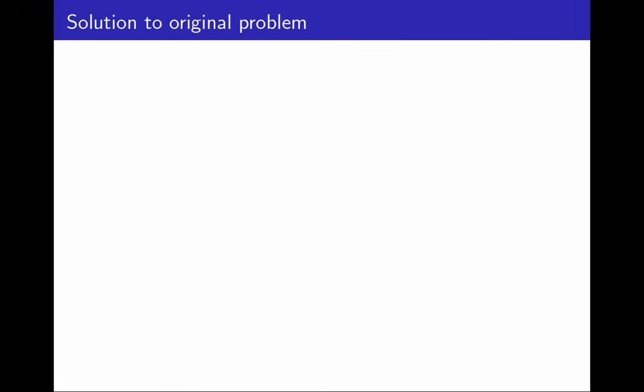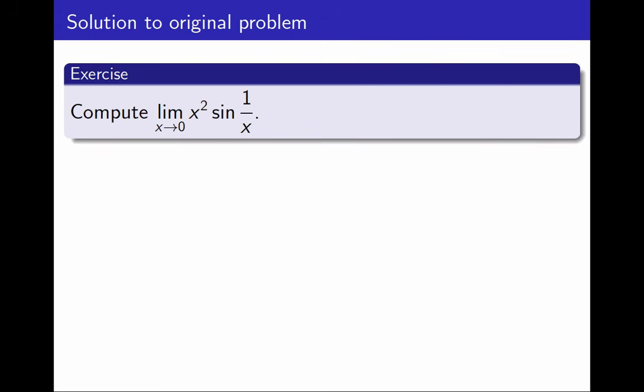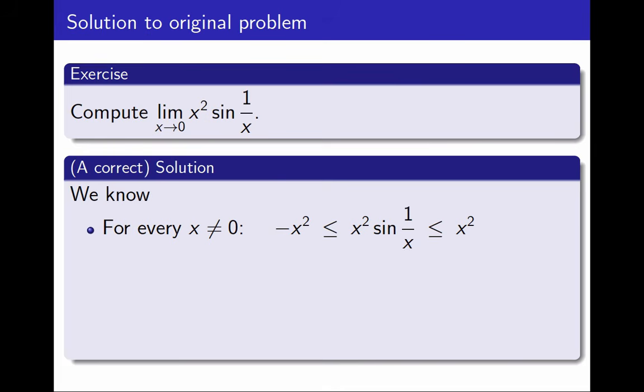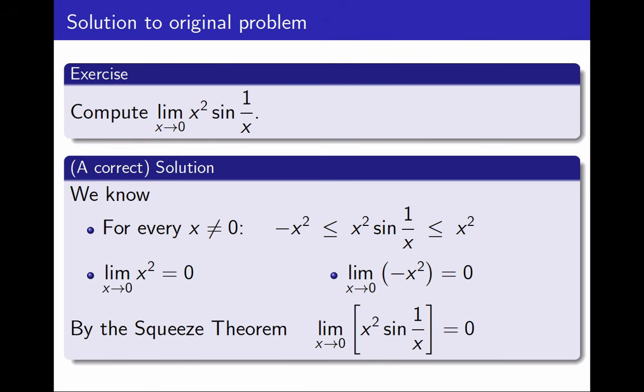Now, let's use this shiny new theorem to solve the original problem. Remember, I wanted to compute the limit as x approaches 0 of x squared times sine of 1 over x. Well, with the Squeeze Theorem, it's actually pretty fast. All I need to do is notice that whenever x is not 0, this function is sandwiched between -x squared and x squared. And those two new functions have limit 0 or 0. Therefore, by the Squeeze Theorem, the original function also has limit 0. That's it. So the answer was 0 all along, but the initial argument was wrong. This, on the other hand, is a correct argument.